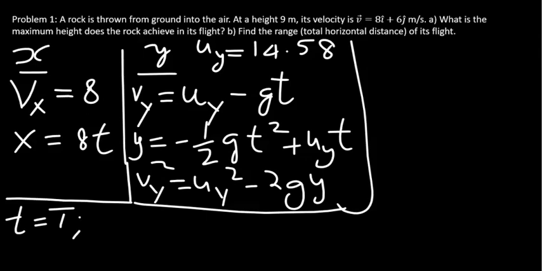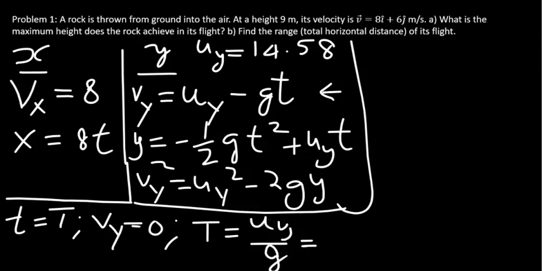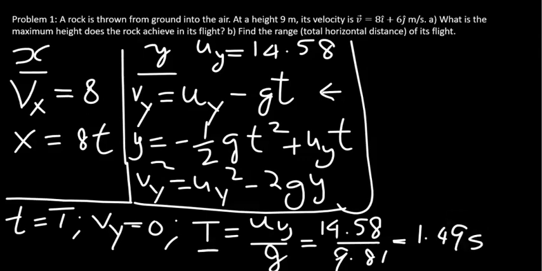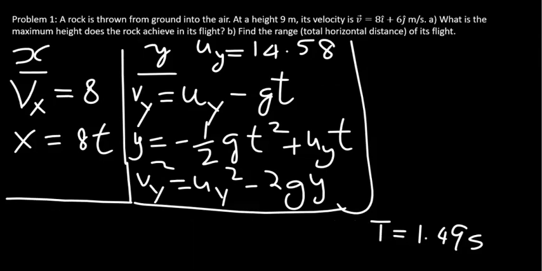Now at maximum height, v_y is 0. So that means putting this information in there, you see that the time to attain maximum height is simply u_y over g. Now we know what u_y is. It's 14.58 meter per second. g is 9.81 meter per second squared. And that's going to give you 1.49 seconds for the time it takes to go from the ground to the maximum height. Substituting this time into the equation for the y-coordinate, we can determine the maximum height itself.